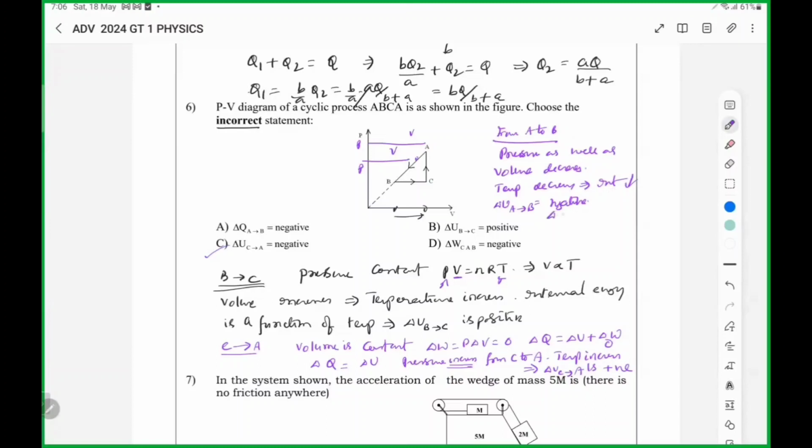So delta Q we have to find out. Delta Q is delta U plus delta W. So here delta W also from A to B is negative as volume decreases. So delta Q will be obviously negative. This is also correct option. So in CAB process, work done is negative, as volume decreases, obviously work done is negative.